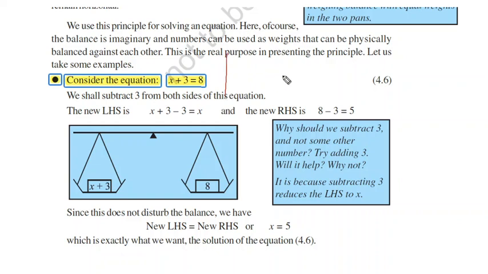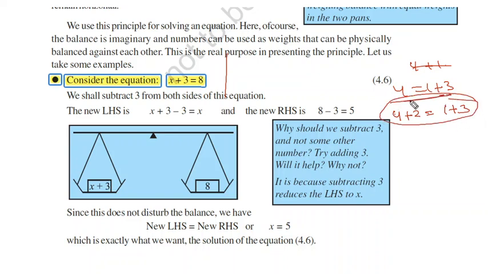Before going to the solution, I would like to show you an example. Suppose 4 equals 1 plus 3. Now if I do like this, 4 plus 2 will be equal to 1 plus 3. Will it be a correct statement? 4 equals 1 plus 3 was correct, because 1 plus 3 is also 4. Now I have added 2 on LHS. 4 plus 2 is 6, and 1 plus 3 is 4. Will it be correct? No, it's not equal. The statement will be wrong.